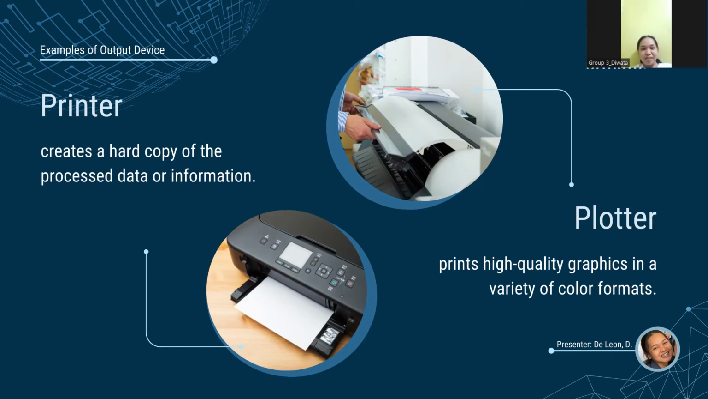Next slide. Okay. So, a printer creates a hard copy of the processed data or information. They are divided into two categories. First, the impact printer. In impact printers, characters are printed on ribbon, so smashed siya sa paper. Yung second naman is non-impact printer. It prints characters without the use of ribbon. These printers are often known as page printers, because they print a full page at a time.